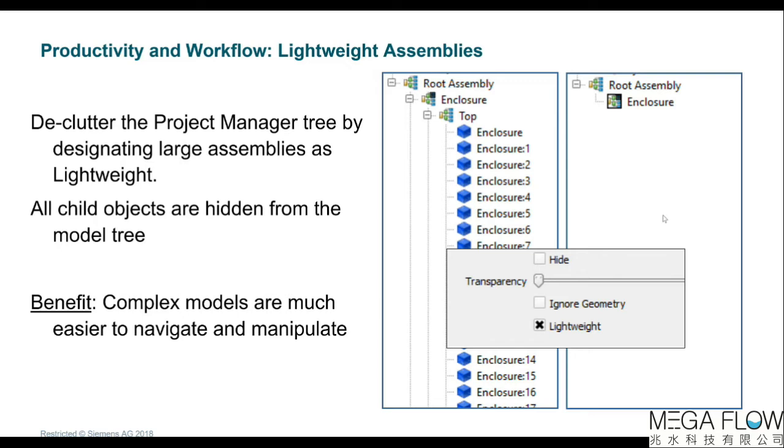So this lightweight assembly feature is aimed at decluttering the project manager tree by allowing you to designate selected assemblies as lightweight. And making something lightweight doesn't change the model at all. The objects are still present. The results do not change. It has no impact on the results that you'll get. The only thing it does, it will hide all of the child objects in the model tree. So only in the model tree, they're still visible within the graphics area. So this gives you a much simpler model tree to work with. It's much easier to understand and navigate and manipulate.